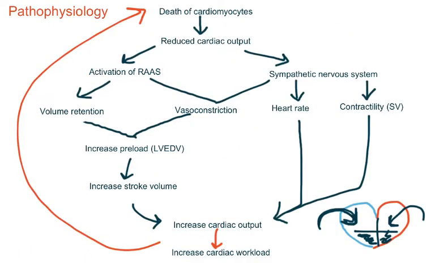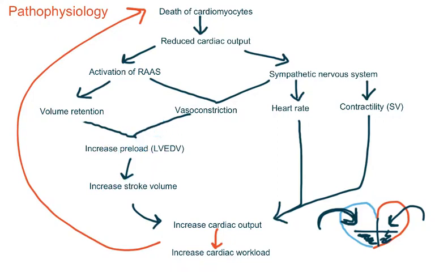Once the cardiac output is reduced, our body activates renin-angiotensin-aldosterone system and the sympathetic nervous system. These are the compensatory mechanisms activated by the body in an attempt to increase the cardiac output. The activation of renin-angiotensin-aldosterone system will increase the reabsorption of sodium and water, leading to volume retention. It will also cause a vasoconstriction because angiotensin is a very good vasoconstrictor. Now, both these factors will lead to increased venous return to the heart, therefore increasing the preload.